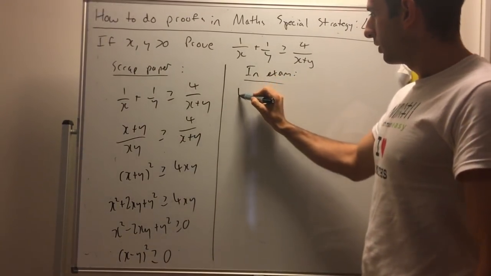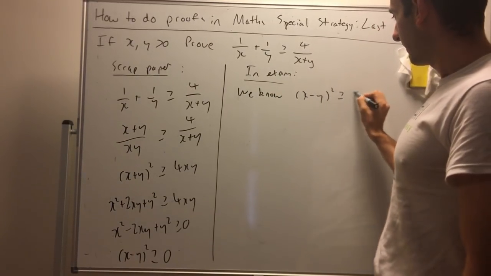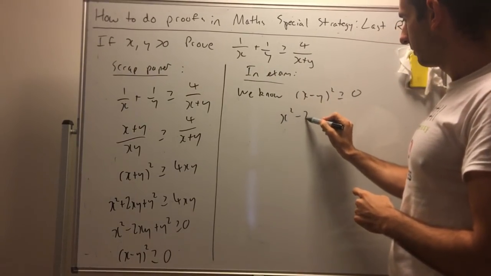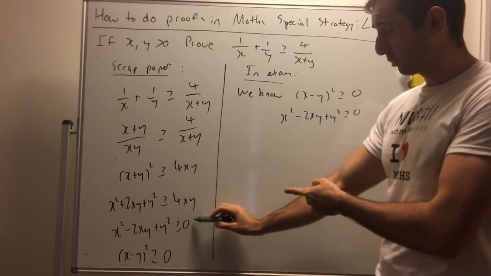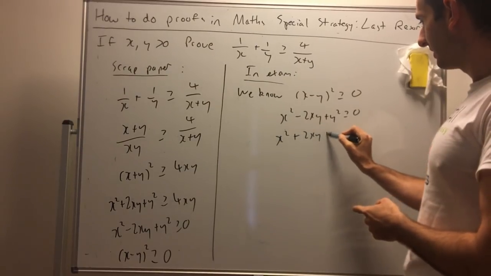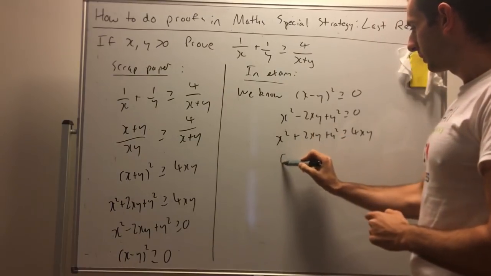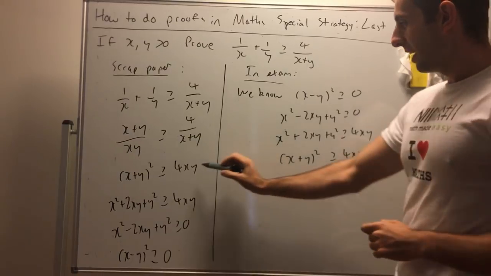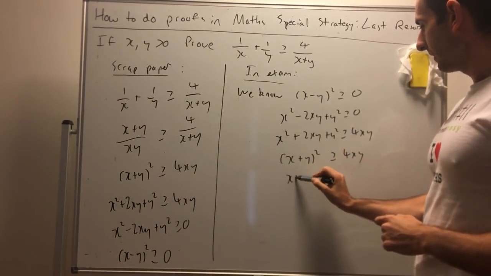So you'll say, we know (x minus y) squared is greater than or equal to 0, right? That's 100% true. So then we just expand the brackets. Pretty much, we're actually just writing this in reverse. We add 4xy to both sides to get this. This is now another perfect square we can factorize. And then we divide this side by x plus y and this by xy.